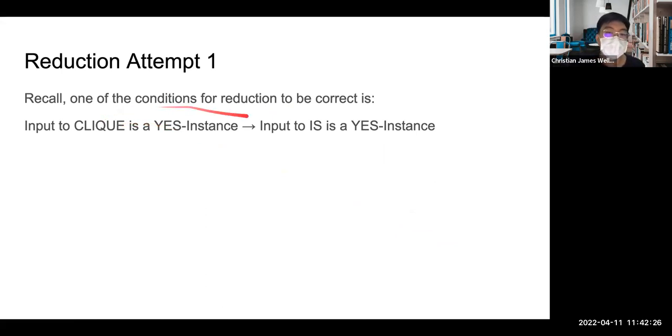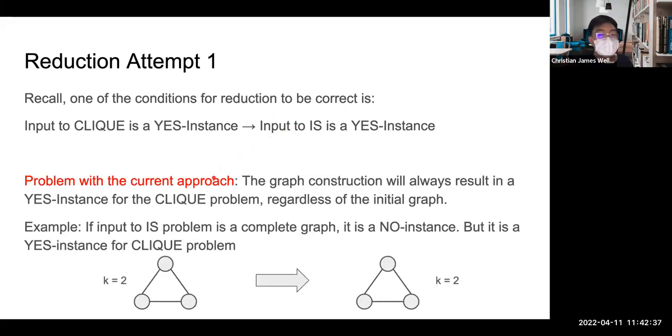One of the conditions for the reduction to be correct is that if the input to the clique is a yes instance, it implies that the input to independent set is also a yes instance. This is the reverse direction. The problem with the current approach is that when you add edges everywhere, by default, no matter what, it will always become a clique, regardless of the initial graph. That means that if the input to the original problem is originally a no instance, suddenly it becomes a yes instance for the graph.